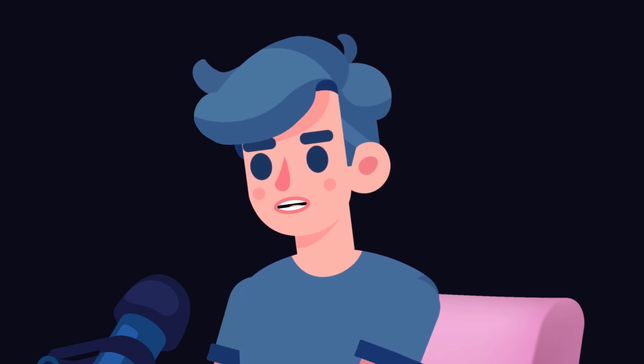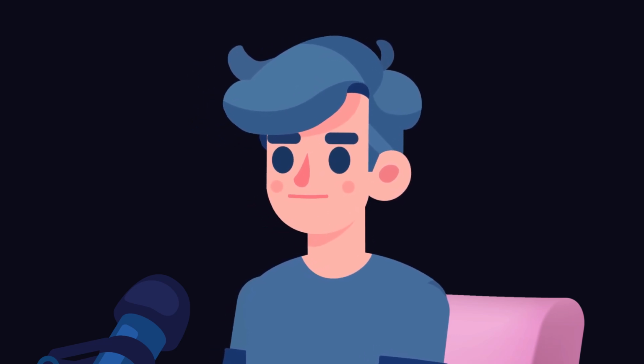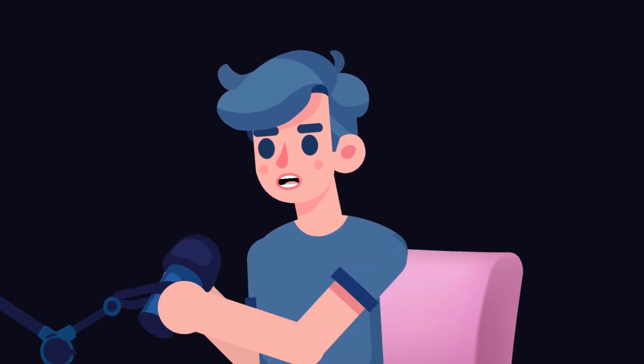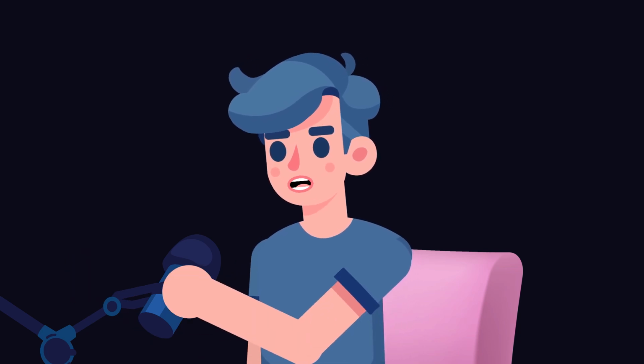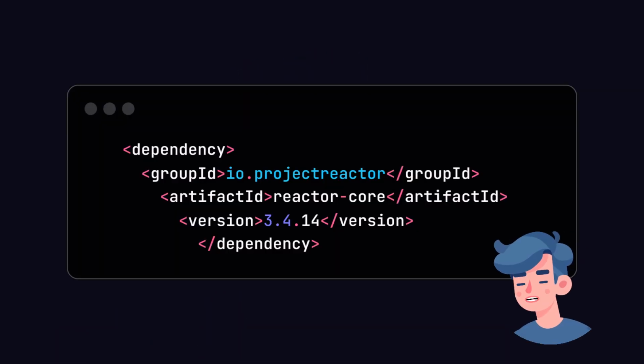The core interfaces are Publisher, Subscriber, Subscription, and Processor. They represent the producers and consumers of data. For our demonstration, we will use Project Reactor, a popular implementation of reactive streams. Let's set up our project.